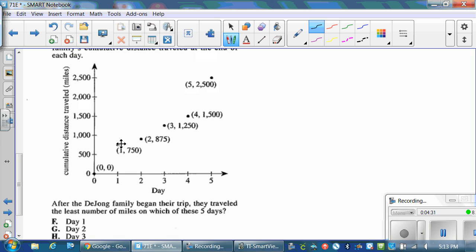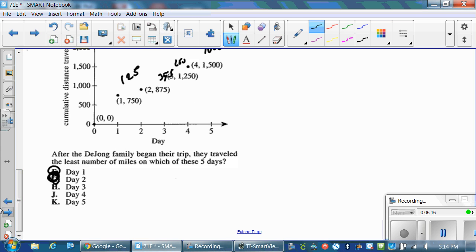Let's see. Day 1, they went 750 miles. Day 2, they went from 750 to 875. So what's that, 125 miles more? From 875 to 1250 would be 375 miles. From 1250 to 1500 would be 250 miles, and then from 1500 to 2500 is 1,000 miles. Looks like day 2 is when they traveled the least. Day 2, they only went 125 miles because they were at 750 miles and they went to 875.